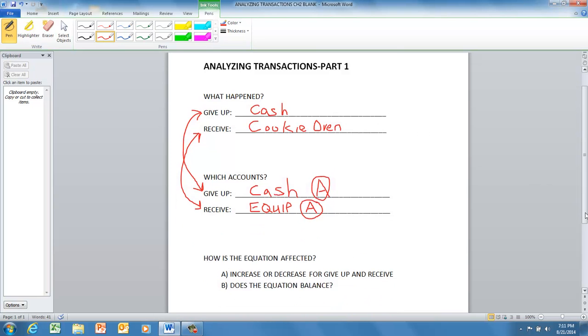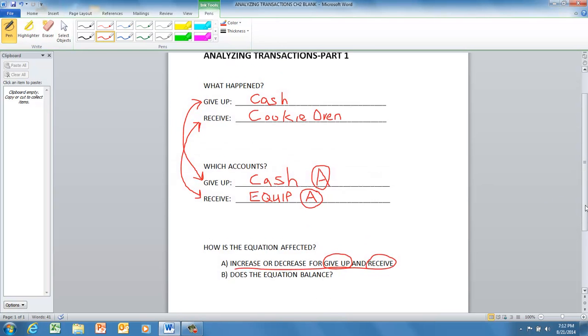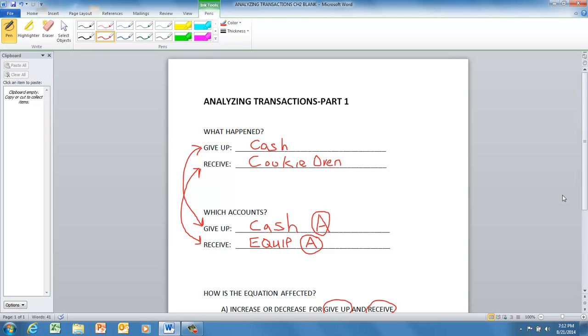Alright, now we have to go to question 3, which is how is the equation affected? And we need to look at the increase or decrease for both the give up and the receive. Sometimes I see some students just say the transaction increased or this transaction decreased. No, the transaction is always equal. The transaction always balances. But each item within the transaction might increase or decrease. We have to look at the two separate parts.